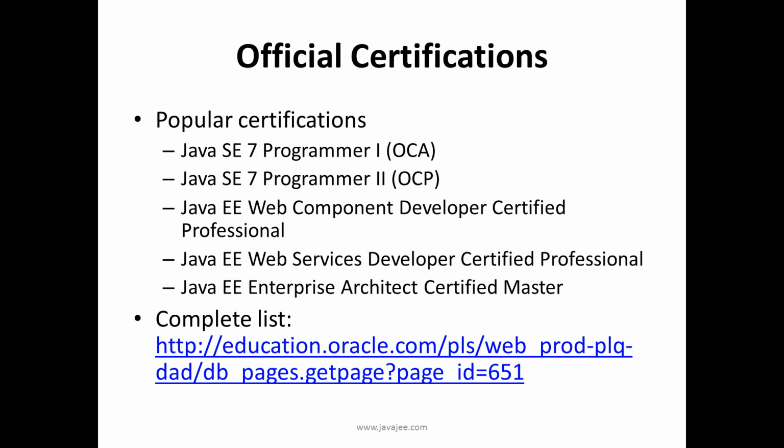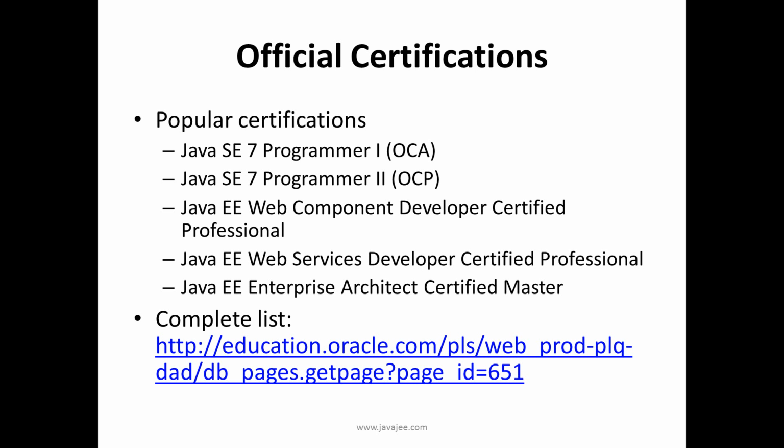Coming to certifications, Oracle provides many certifications for Java and here are a few popular ones. Java SE7 Programmer 1 or OCA concentrates on core and important concepts in core Java. Similarly, Java SE7 Programmer 2 or OCP concentrates on more advanced topics such as multi-threading, file access and so on. Java EE Web Component Developer Certified Professional concentrates more on servlets, JSPs and a little bit of design patterns.